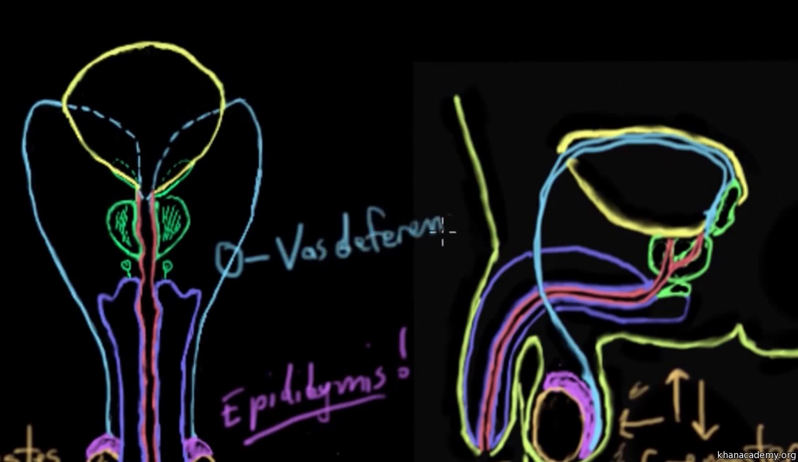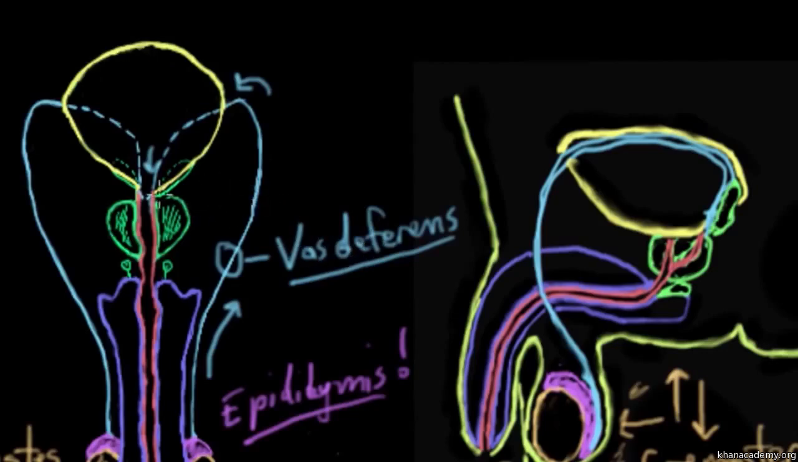From the epididymis, sperm drains out into this tube called the vas deferens. The vas deferens drains the epididymis of sperm and brings the sperm upwards behind the bladder and into the urethra, which is the next part of the reproductive tract.